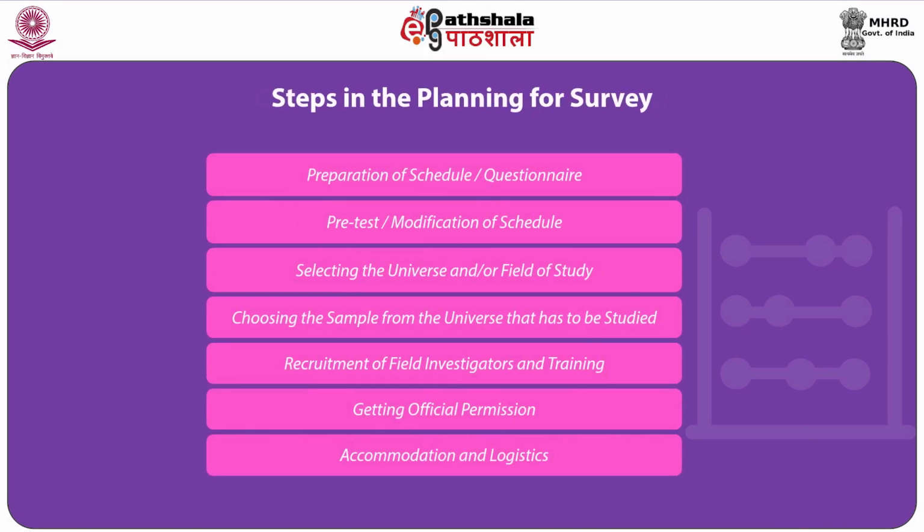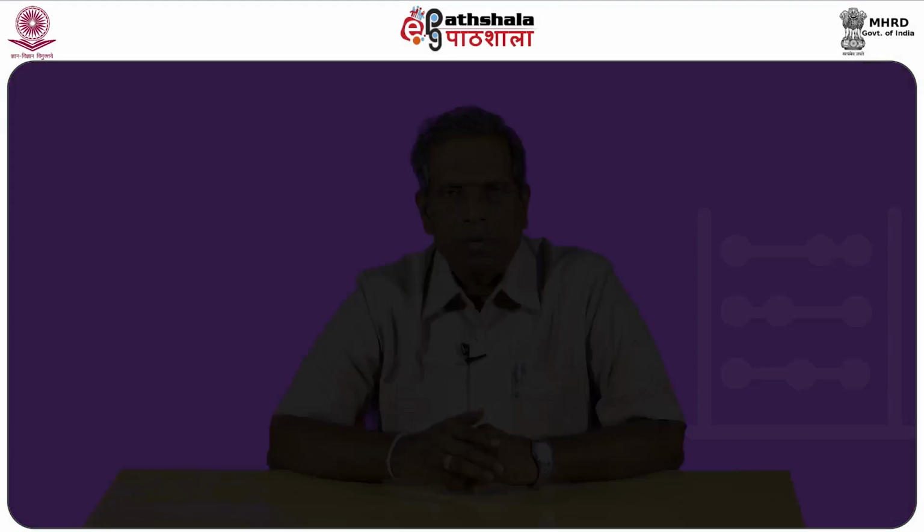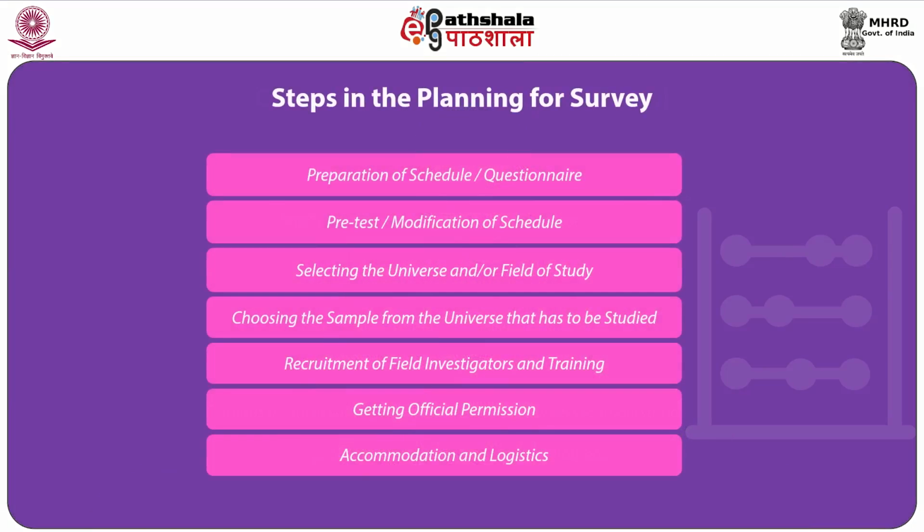These major steps are preparation of schedule and questionnaire, pretest and modification of schedule, selecting the universe and or field of study, choosing the sample from the universe that has to be studied, and recruitment of field investigators and training. We will discuss a few words about all these steps. First step is preparation of schedule and questionnaire.